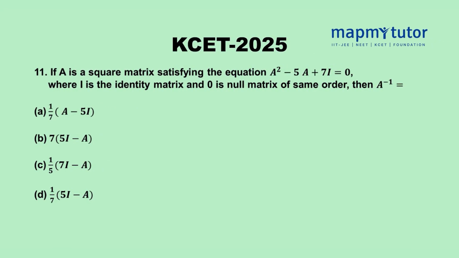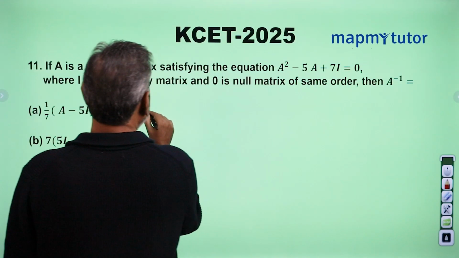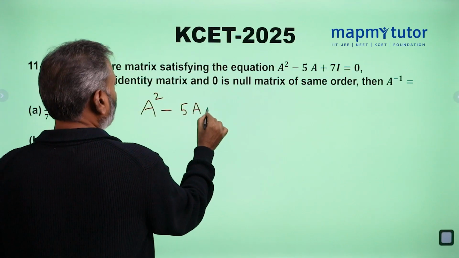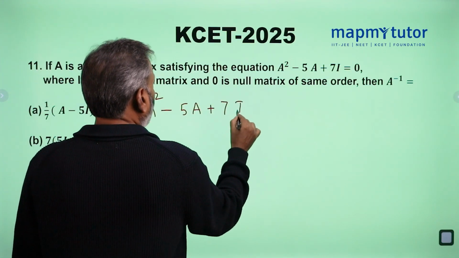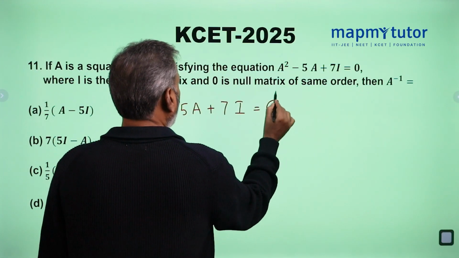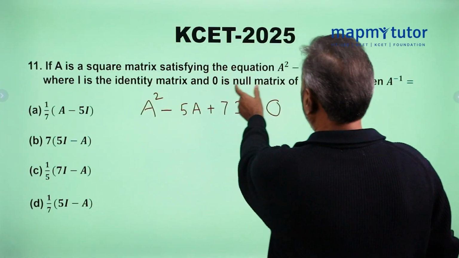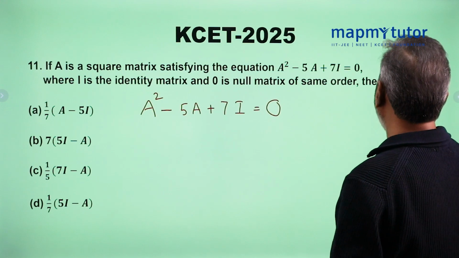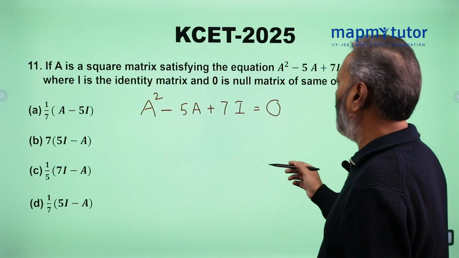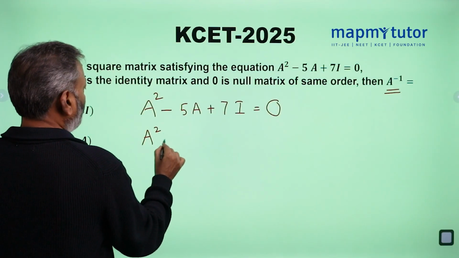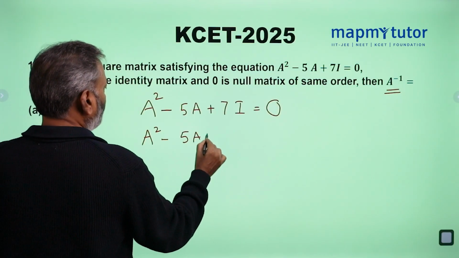If A is a square matrix satisfying the equation, there is an equation in terms of A. It is called a matrix equation. Where I is the identity matrix and O is the null matrix of the same order. It's already mentioned. Then what is A inverse? Right? So, A square, let me analyze this equation.